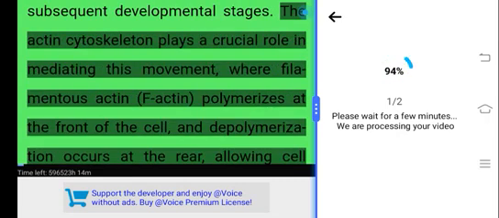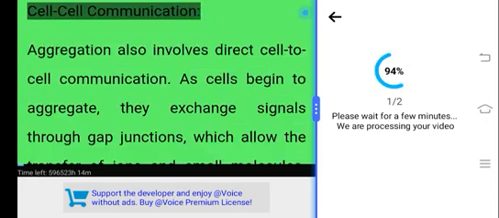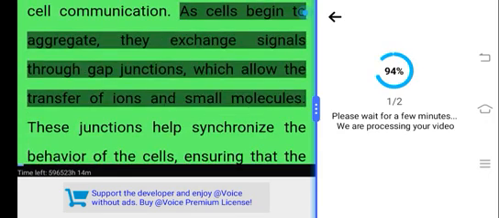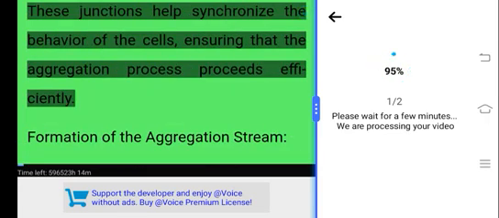The actin cytoskeleton plays a crucial role in mediating this movement, where filamentous actin, F-actin, polymerizes at the front of the cell, and depolymerization occurs at the rear, allowing cell movement toward the cAMP gradient. Cell-cell communication. Aggregation also involves direct cell-to-cell communication. As cells begin to aggregate, they exchange signals through gap junctions, which allow the transfer of ions and small molecules. These junctions help synchronize the behavior of the cells, ensuring that the aggregation process proceeds efficiently.